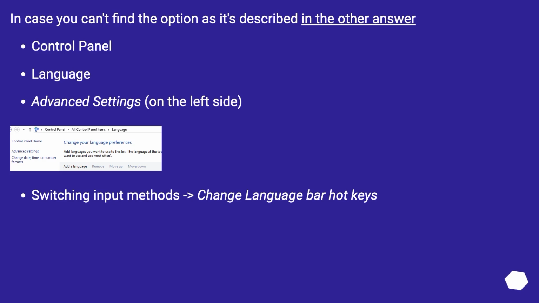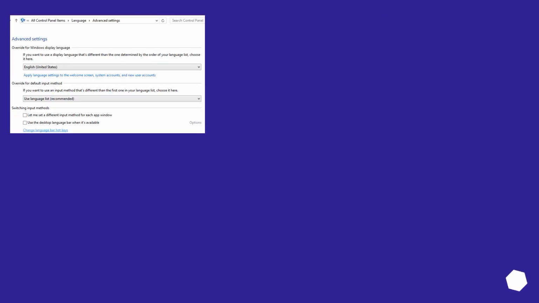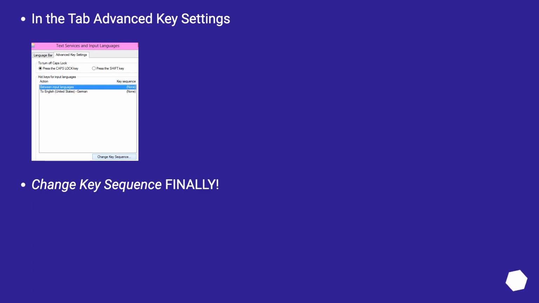In case you can't find the option as it's described in the other answer: Control Panel, Language, Advanced Settings, on the left side. Switching Input Methods, then Change Language bar hotkeys. In the tab Advanced Key Settings, Change key sequence finally.